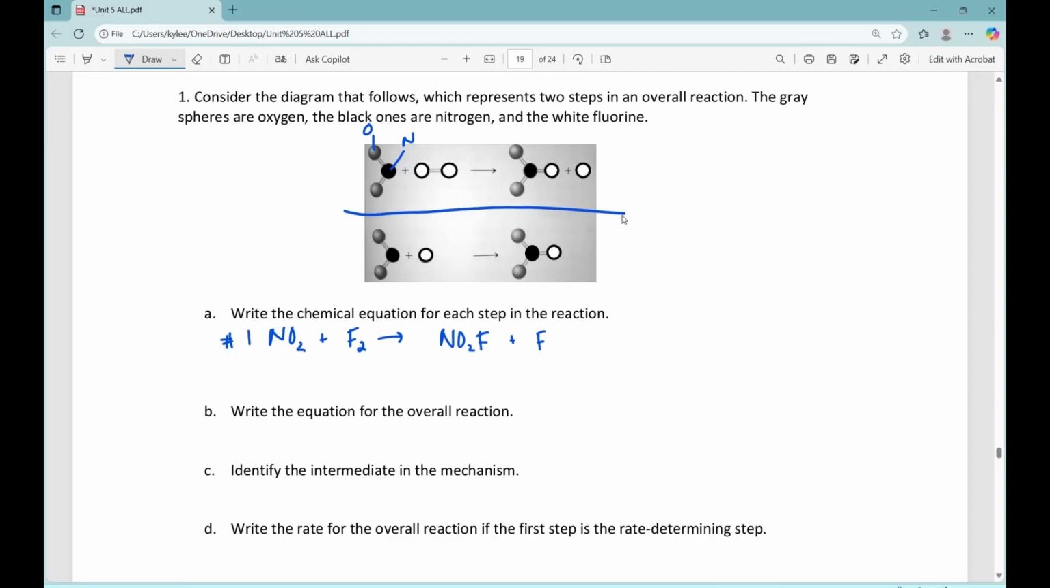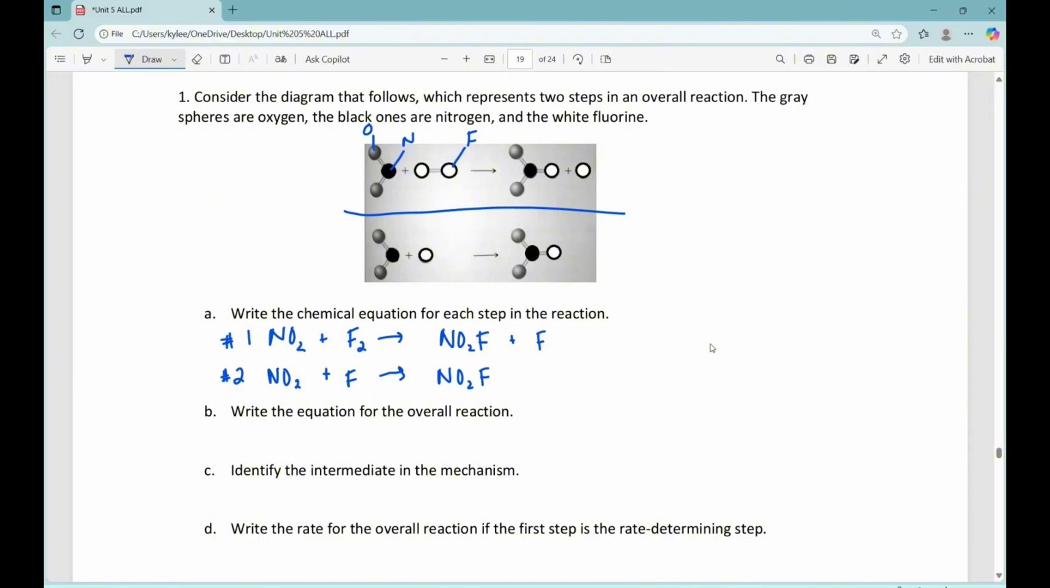That was the top reaction. The bottom reaction has a second NO2 molecule reacting with a fluorine radical that was produced to give me a second NO2F molecule. So again, I'm piecing that together based upon what we see up here in the diagram.